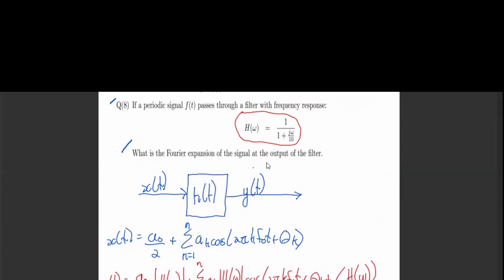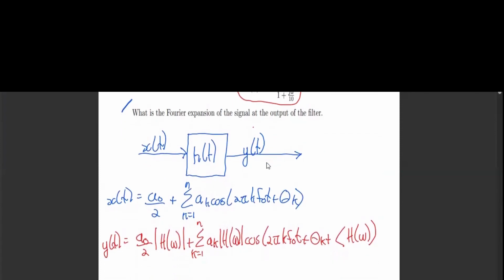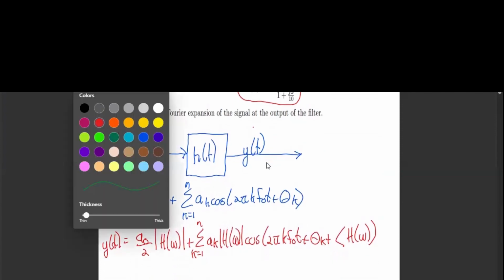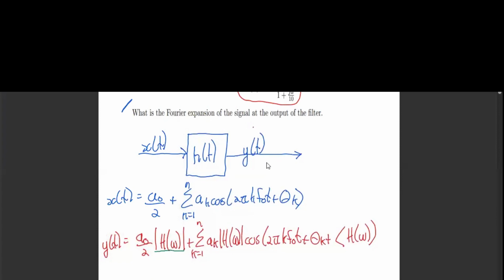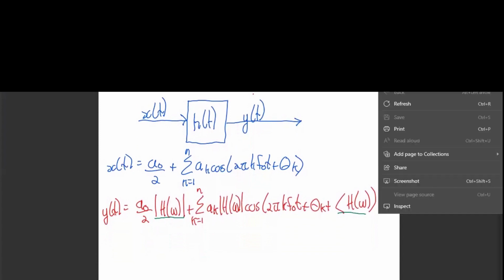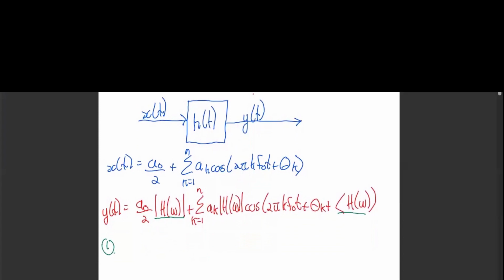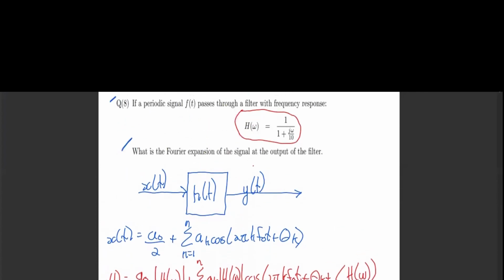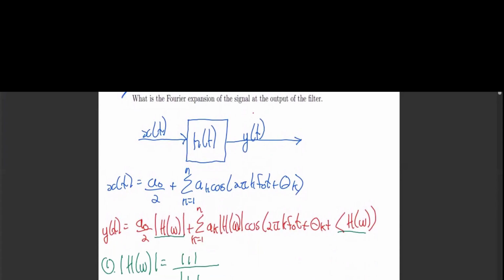here. So they want the Fourier expansion of the signal at the output. So the only thing we are missing right now, we don't have the magnitude response and we don't have the phase response as yet, but we can calculate it. So the first thing we need is the magnitude response. So the magnitude response will just be the magnitude of the numerator divided by the magnitude of the denominator, 1 plus j omega on 10.